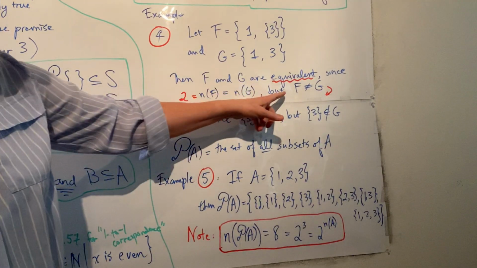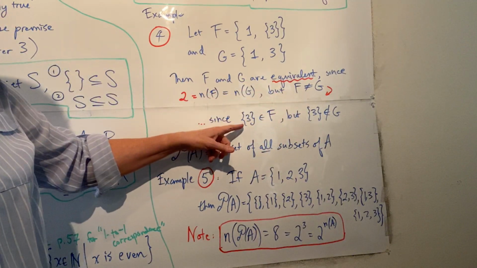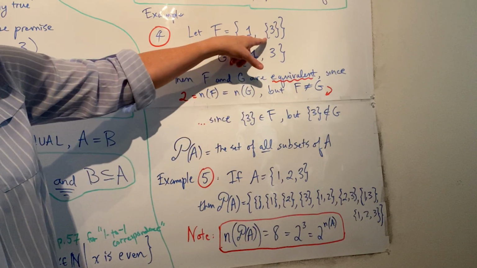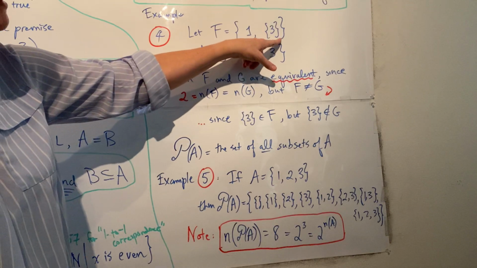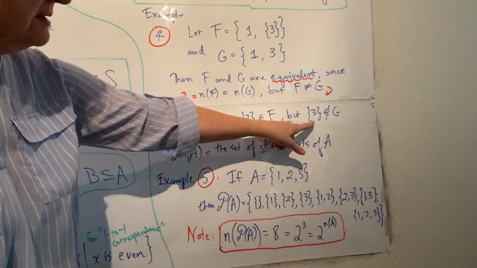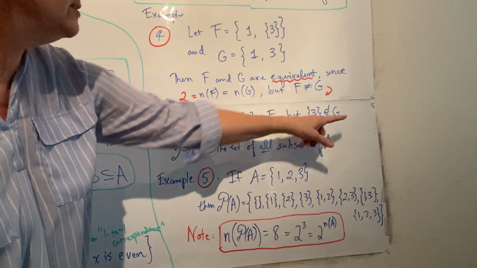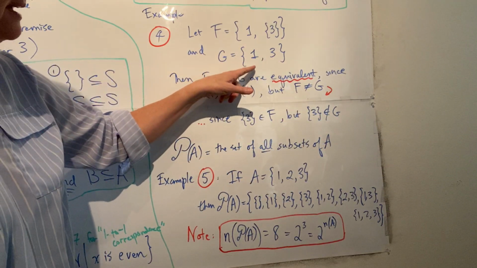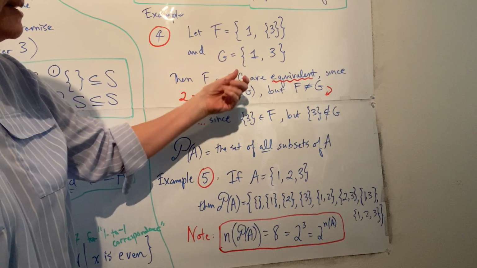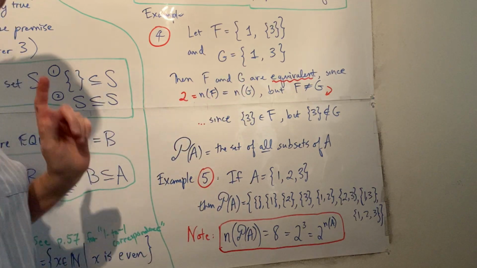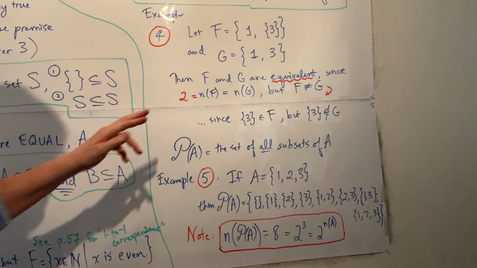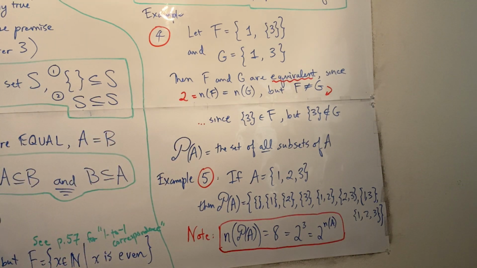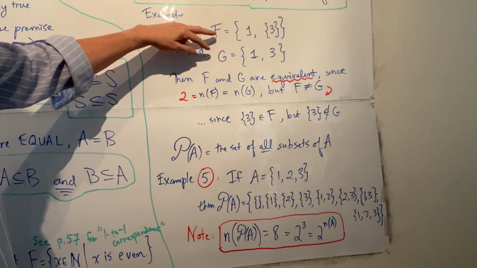They are not equal since the set containing 3 is an element of F, there it is, inside the set F. But the set containing 3 is not an element of the set G. Inside the set G, you don't see a member that is the set containing 3. So the set containing 3 and 3 are not the same thing. And therefore, these two sets are equivalent but not equal.